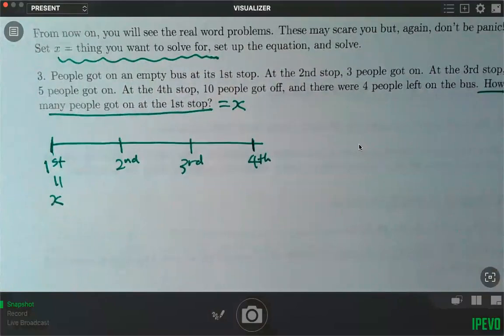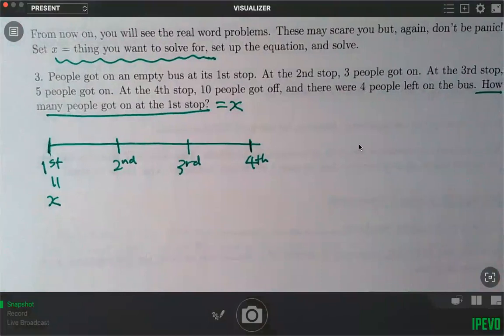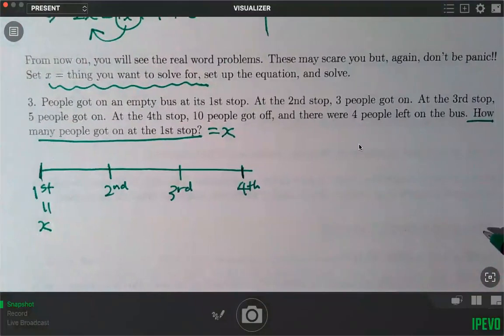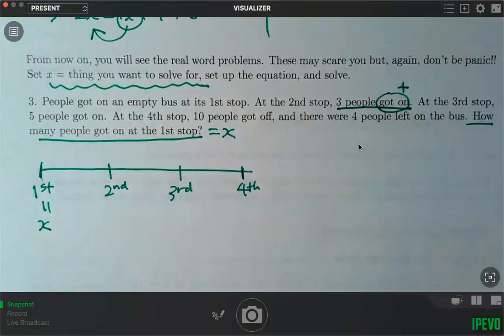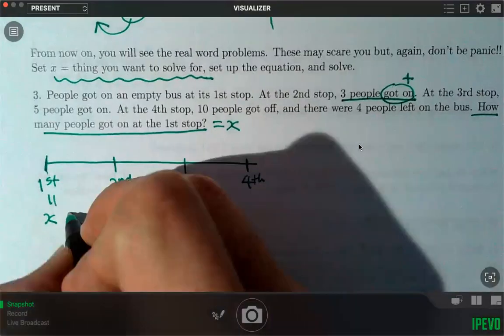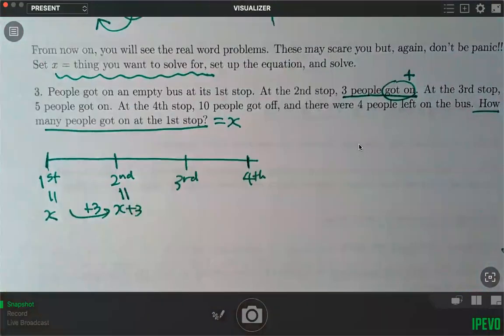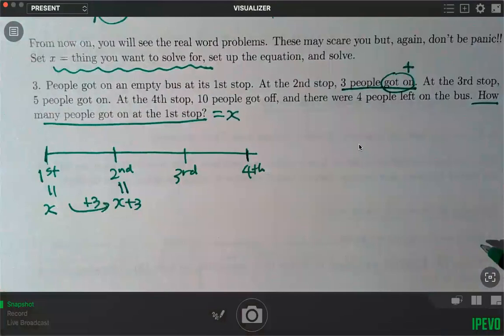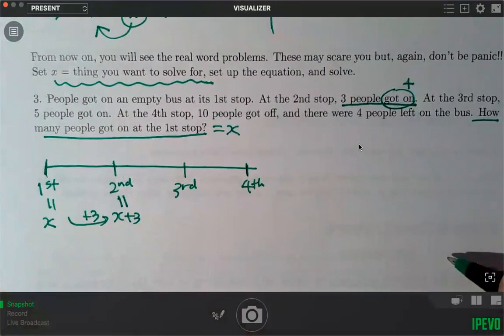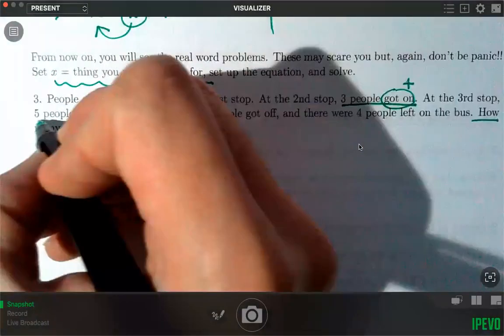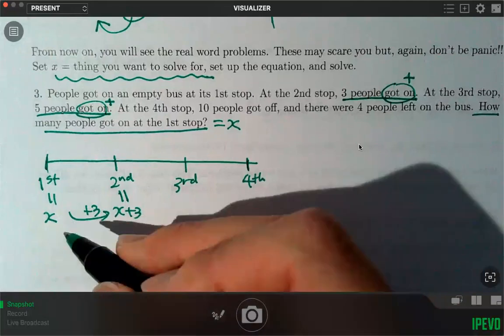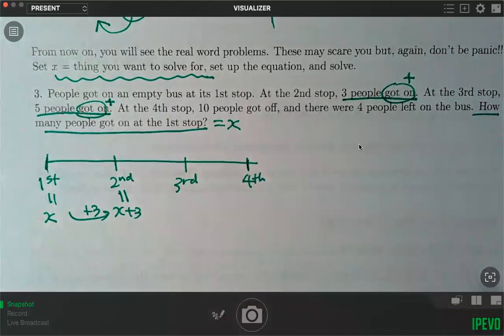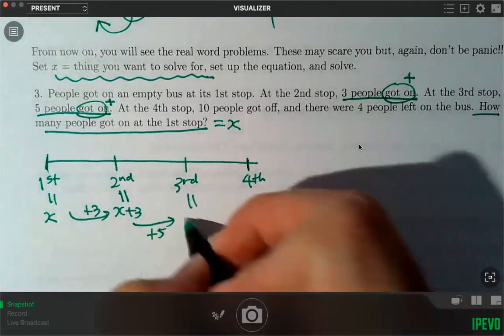Okay, so now what changes into this x number of people at the second stop? Add 3. Do you see why? What does it say? 3 people got on. Got on means what? Addition, right? Not multiplication. So this is equal to x plus 3. And now what happens at the third stop? 5 people got on. What does that mean? Plus 5, yes. So you add 5 to where? To x? No, you add 5 to this one, because the numbers keep piling up. So you add 5 from here, so what do you get? x plus 3 plus 5, right?